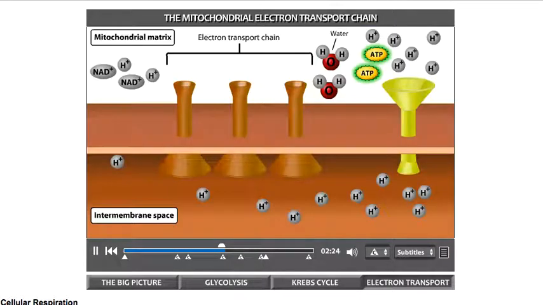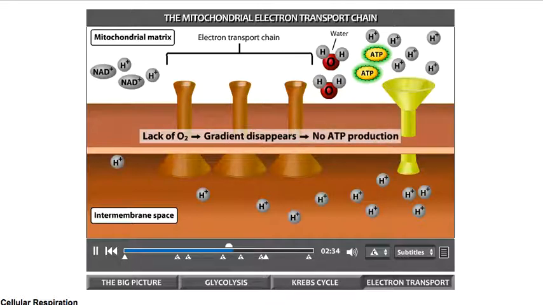If the electron transport chain stops for any reason, such as a lack of oxygen to capture electrons at the end of the chain, the gradient will quickly disappear, turning off ATP production. The NAD plus molecules left over from the electron transport chain are later recycled back to glycolysis and the Krebs cycle, where they will capture more high-energy electrons from food molecules.